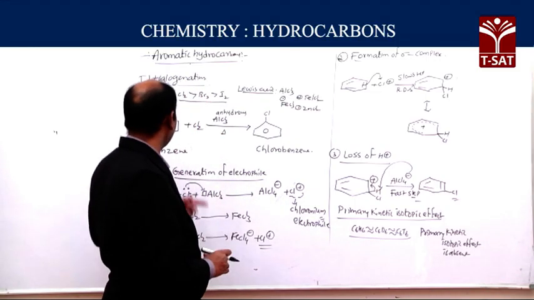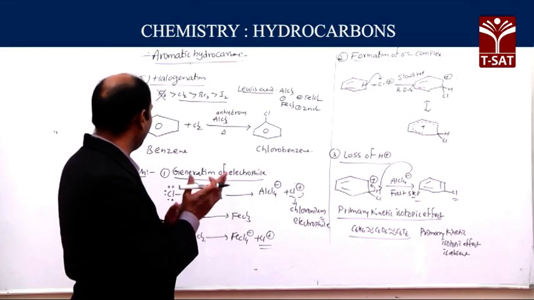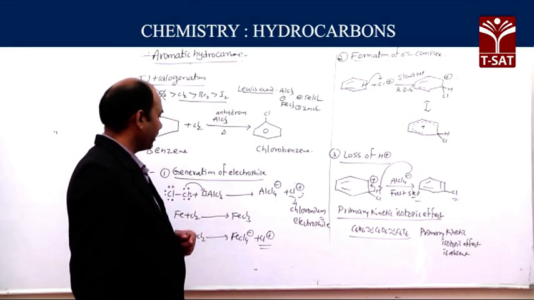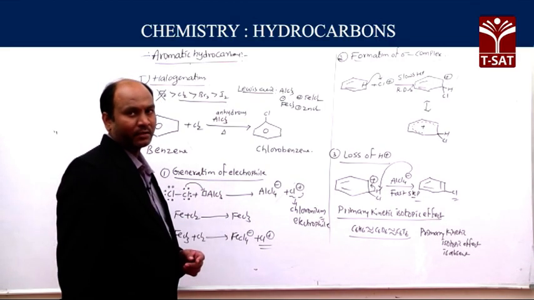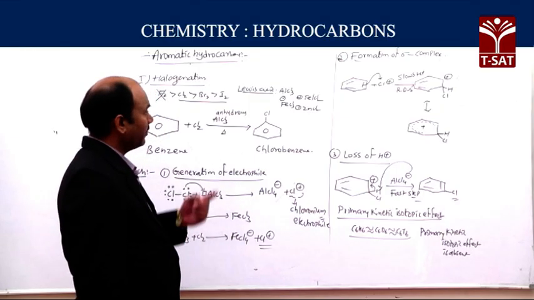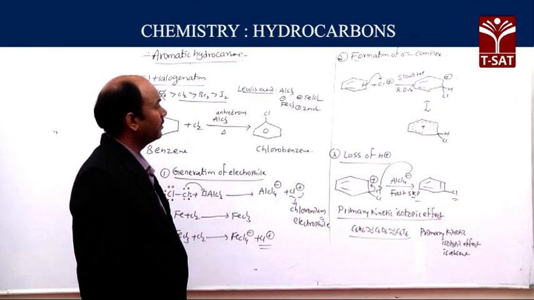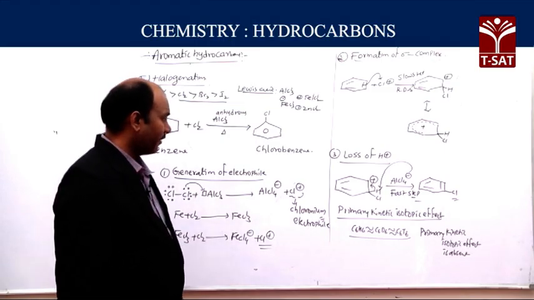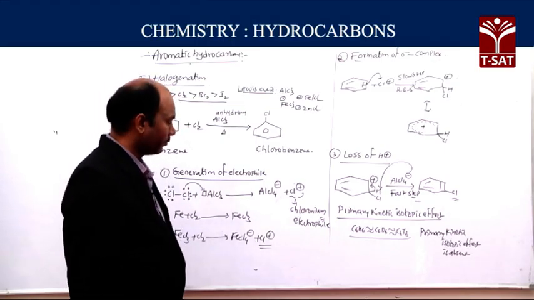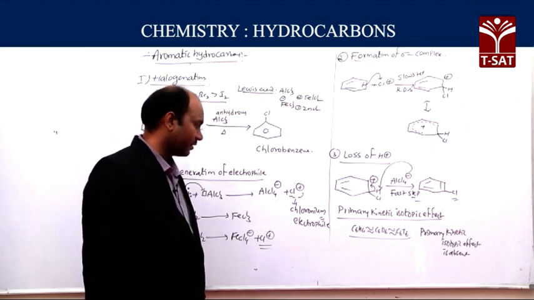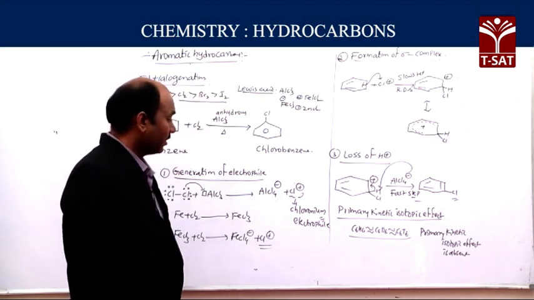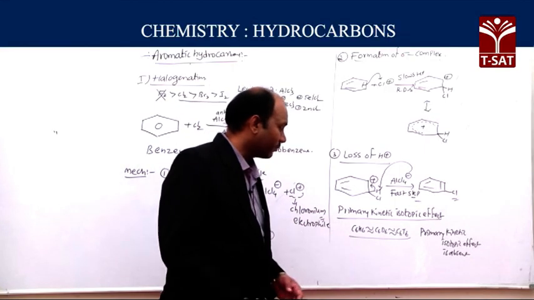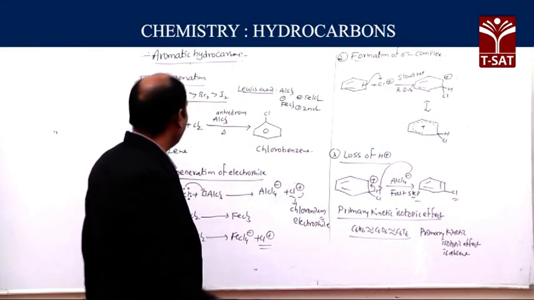This is halogenation, and in halogenation we are discussing chlorination. So this is the generation of the electrophile. Here the electrophile is the chloronium electrophile. The formation of the sigma complex, or arenium ion, is a slow step, and the loss of H plus is a fast step. Here there is no primary kinetic isotopic effect. If it is treated with C6H6, C6D6 and C6T6, the rate is approximately the same. That means the primary kinetic isotopic effect is absent.